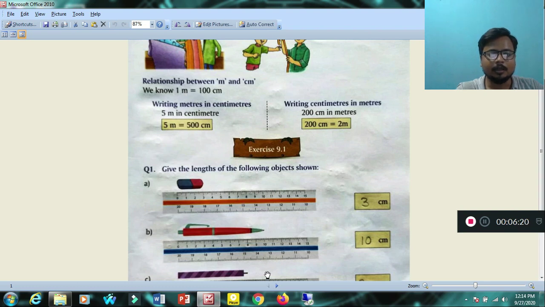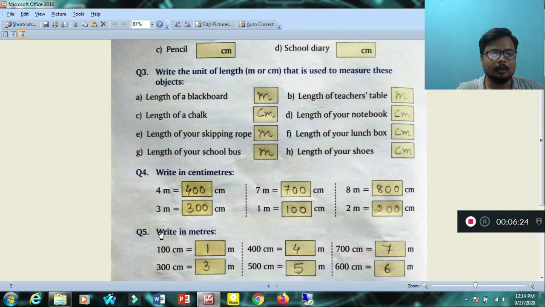Okay. Now again come back to question number 5. Write in meters. So how to do this? 100 centimeter equals 1 meter. In the same way, 400 centimeter equals 4 meters. 700 centimeter will be equal to 7 meters. 300 centimeter will be equal to 3 meters. 500 centimeters will be equal to 5 meters. And 600 centimeters will be equal to 6 meters.